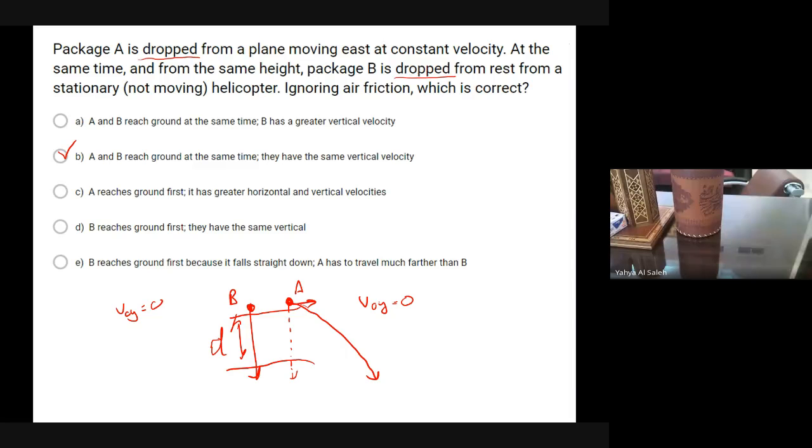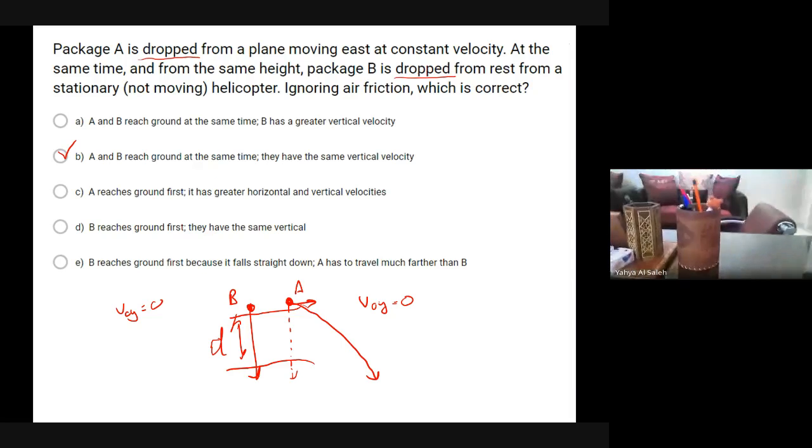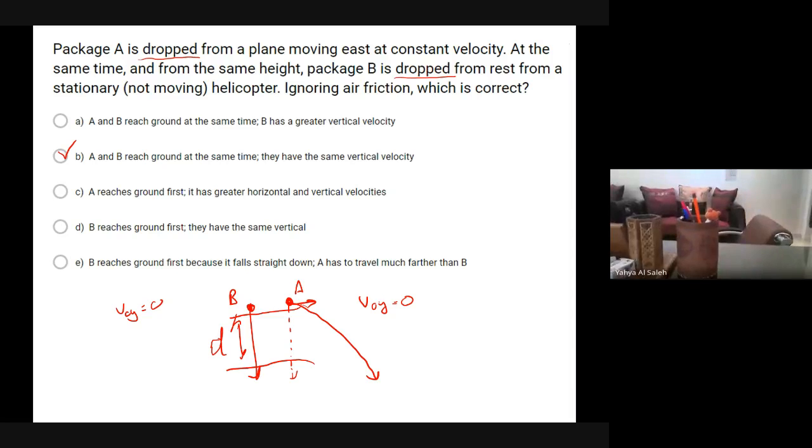There we go. Okay, I managed to get my back cam on at least, not the front one, but the back one. Okay.